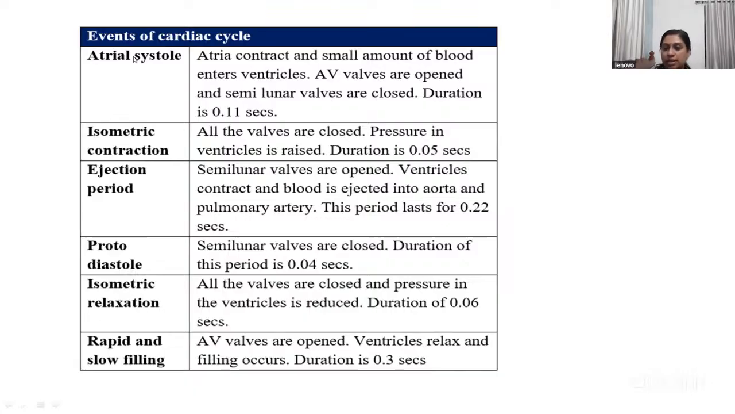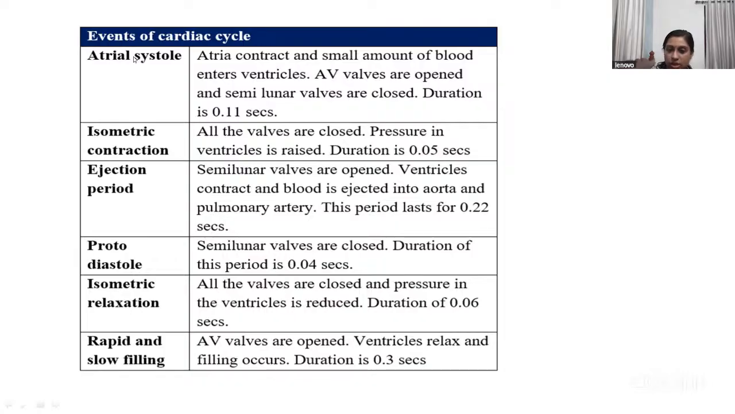Why are the semilunar valves closed? Because we have to make the blood reach the ventricle and not the pulmonary artery. So the valve to the pulmonary artery is closed. So in atrial systole, AV valves are open, whereas the semilunar valves are closed. The duration of atrial systole is about 0.11 second. Okay. Next phase is the isometric contraction. Isometric means the volume is not changing. Whenever there is a word called isometric, you have to remember automatically that all the valves are closed in these phases.